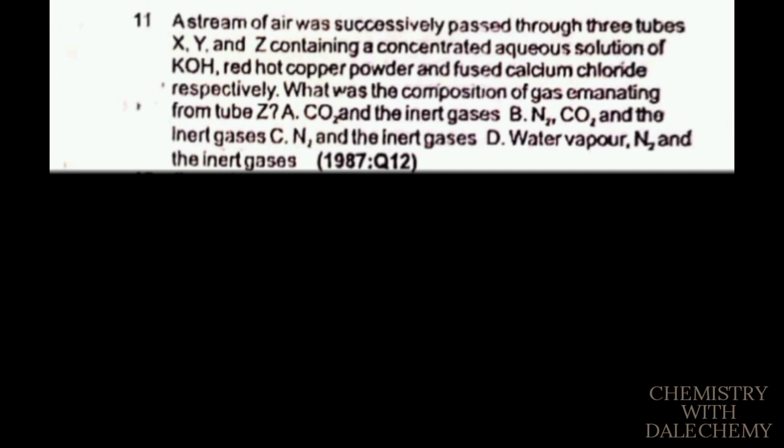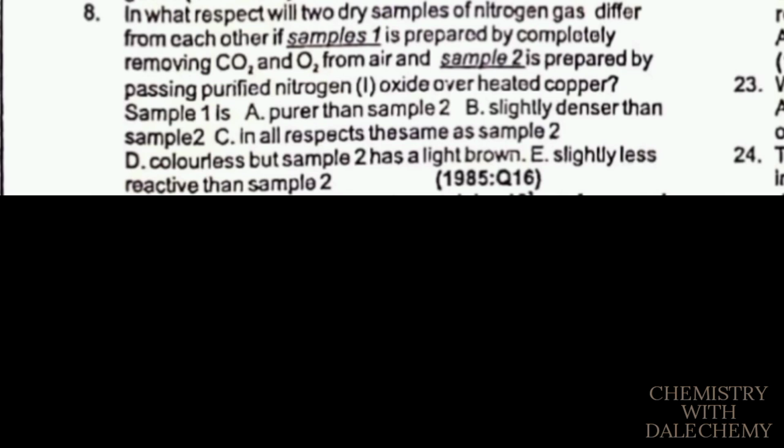The next question is question 16 of 1985. In what respect will two dry samples of nitrogen gas differ from each other if sample 1 is prepared by completely removing CO2 and O2 from air? Mind you, if you remove only CO2 and O2 from air, it will remain inert gases and the nitrogen. So which means the nitrogen will be impure and it will be denser than the second one, which is prepared normally and free from impurities.